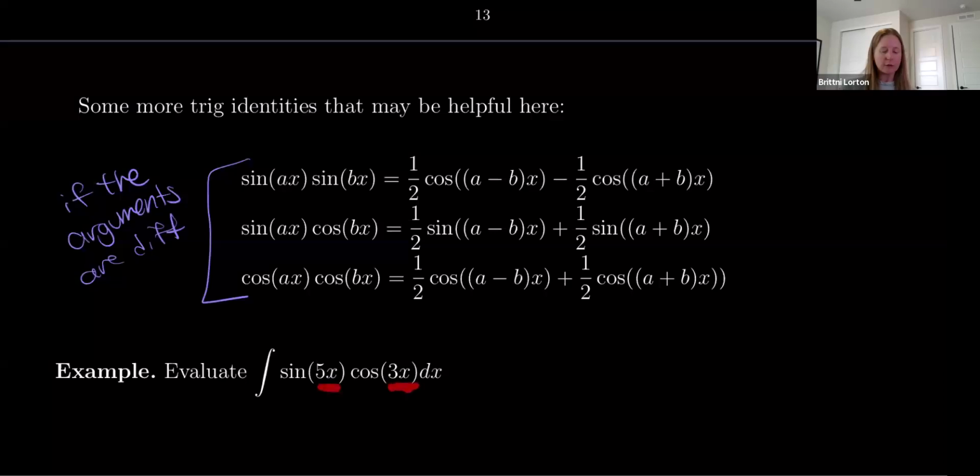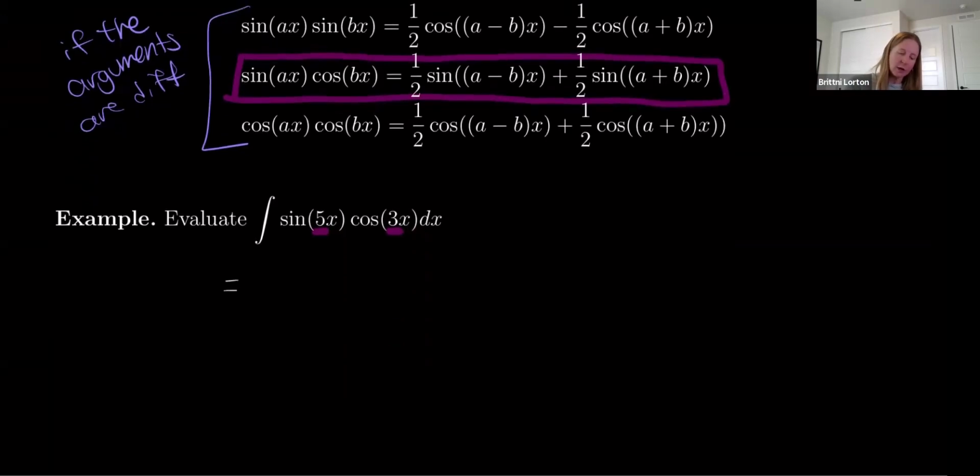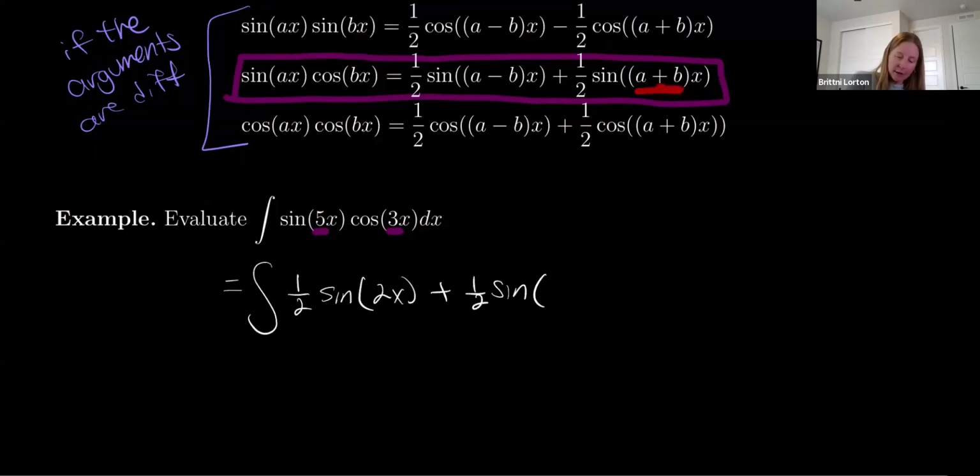So just like this example, the sine of 5 times x times cosine of 3 times x. So in that case, if I were to use a trig identity, which I'm going to, I have a sine times cosine. It looks like that's this middle trig identity right there, where my a is 5 and my b is 3. This could be just a plug and chug. So this would become the integral of 1/2 sine of a minus b times x. So 5 minus 3 times x plus 1/2 sine of a plus b times x. So 5 plus 3, which is 8x dx. And then it's an easy integral.